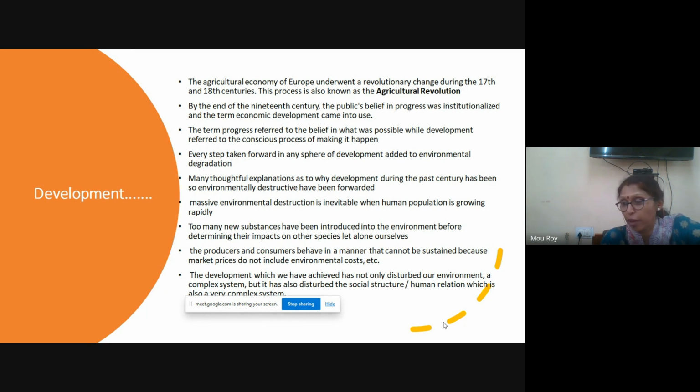So what happens? This is a very negative impact. The agricultural revolution took place. Our country has developed, the economy has developed, but on the other side, there is also a degradation of the environment. Many thoughtful explanations as to why development during the past century has been so environmentally destructive have been put forward. Now, massive environmental destruction is inevitable where the human population is growing rapidly.